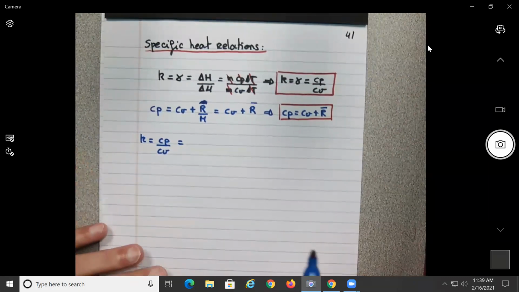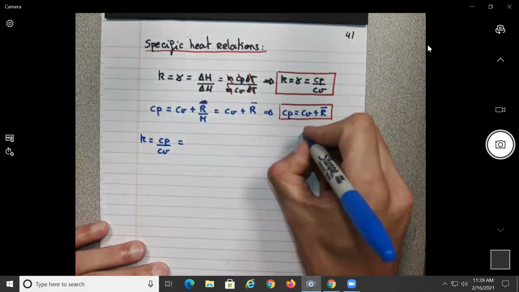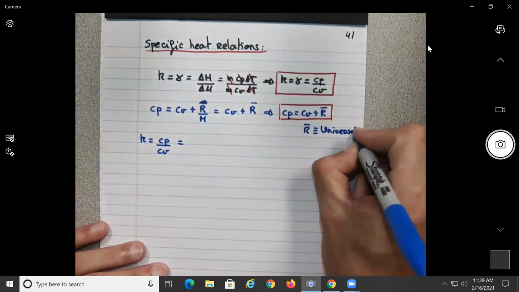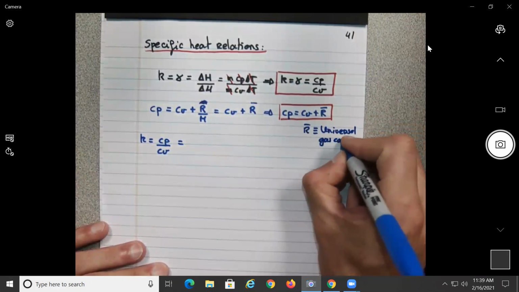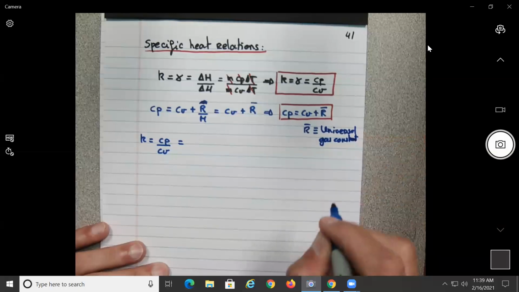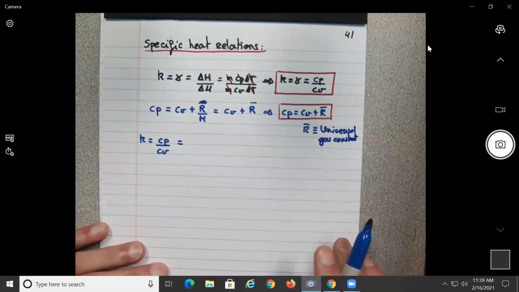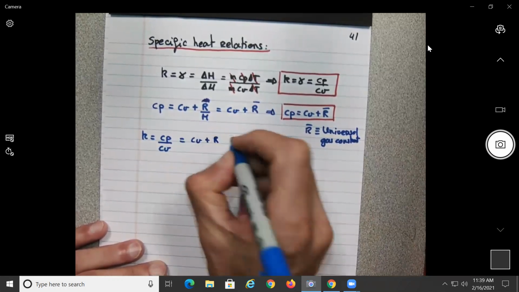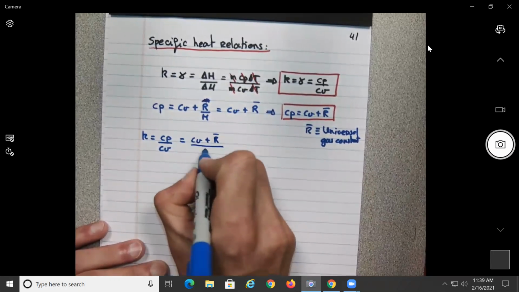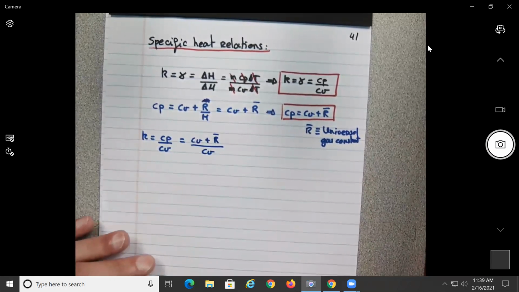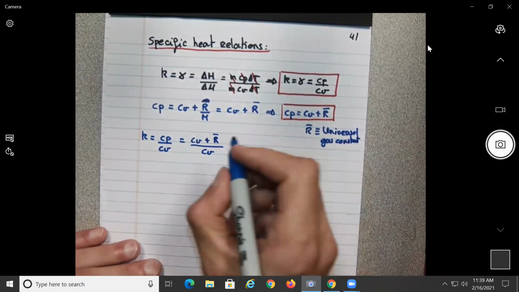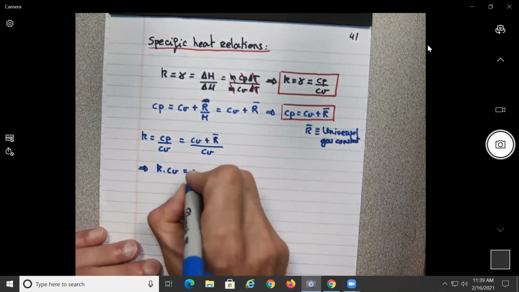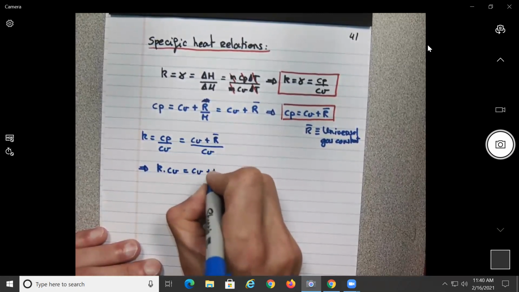So let's be clear over here. R is the universal gas constant. Okay, I didn't put it clear because I'm running out of space. All right, so this will be equal to C sub V plus R bar divided by C sub V. Okay, so doing basic algebra, this is equal to K C sub V equal to C sub V plus R bar.